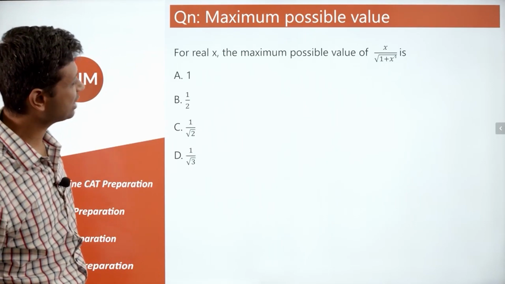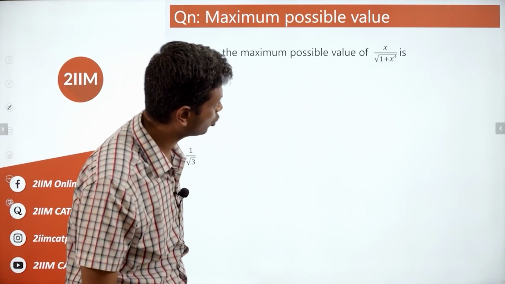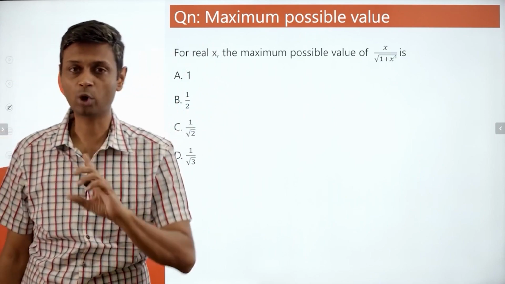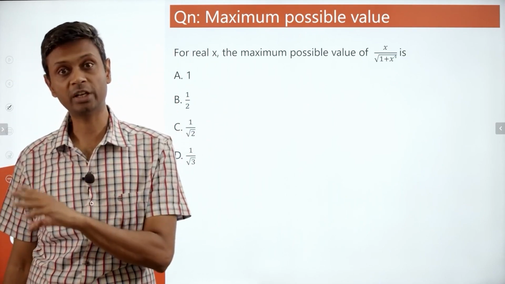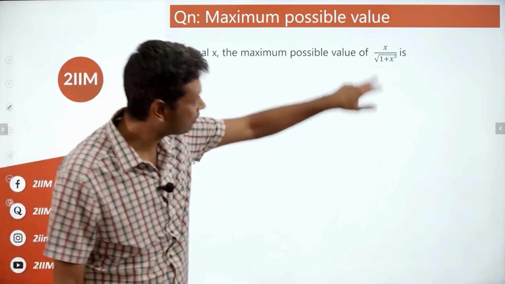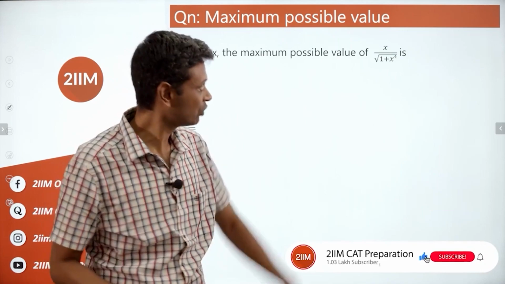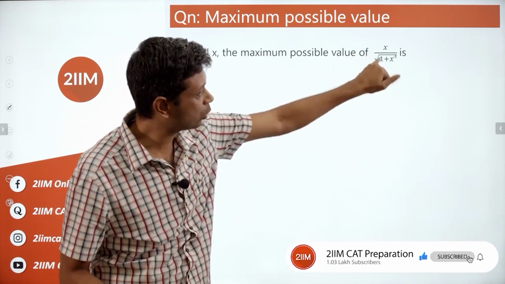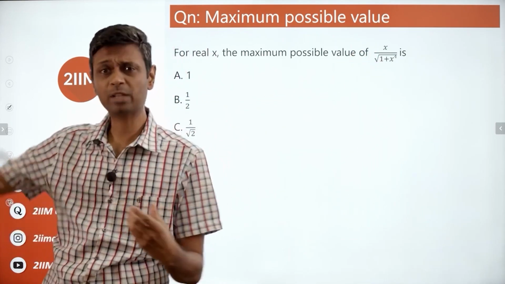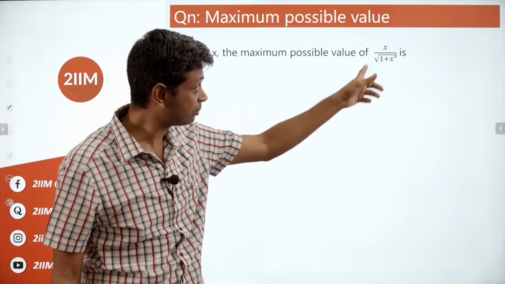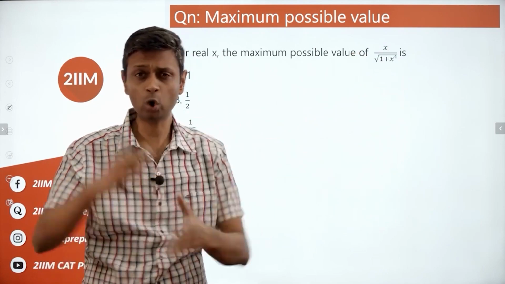For real x, the maximum possible value of x by square root of 1 plus x power 4. These kind of questions, trick 1 in the book. Whenever there's a square root sitting here, see if you can simplify this expression to have some kind of symmetry. What do I mean by that? There's an x on top and then the square root and 1 plus x power 4. 1 and x power 4 are far away and x is in the middle. This is x power 1, x power 0, x power 4. We're all over the place.